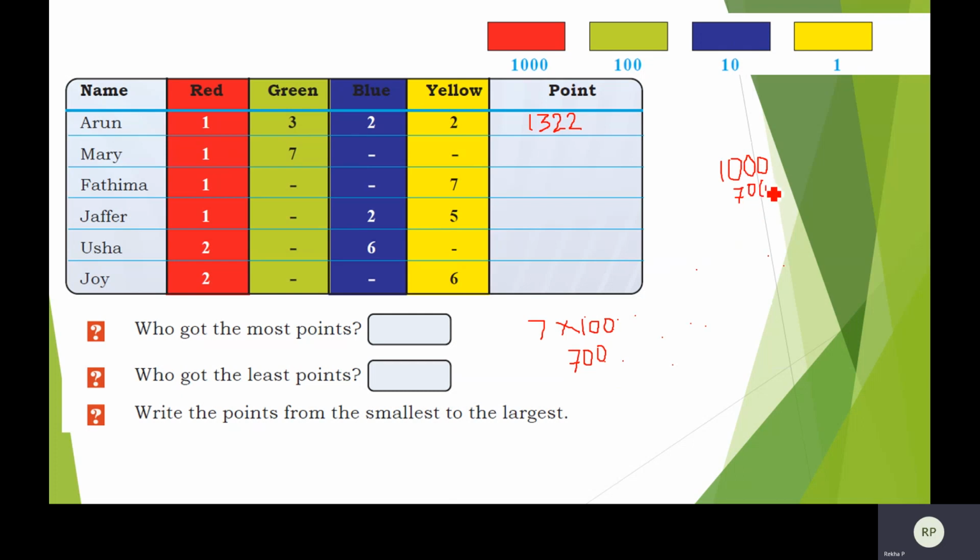Okay, so 700. Now blue, nothing is there. It is 0. We don't have to add 0; it doesn't make any difference. And for yellow also nothing is there, so that is also 0. So we have to add this 1000 and 700. 1000 plus 700, what will you get? 0 plus 0, 0. 0 plus 0, 0. 0 plus 7, it is 7. And this 1 you can bring down directly. So this is 1700. Okay. That is the answer, 1700.